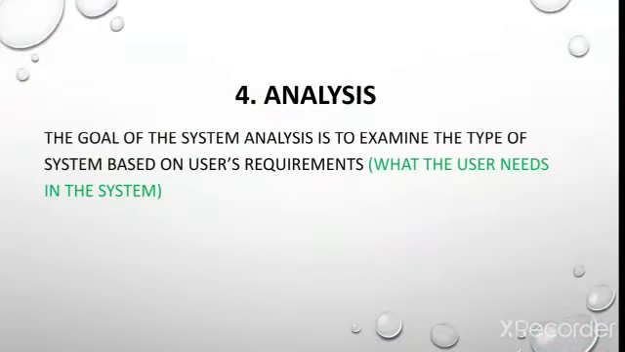The fourth stage, analysis. The goal of the system analysis is to examine the type of system based on the user's requirements, what the user needs in the system. I'll be giving examples of various types of system. Let's use a laptop in this scenario. We will have various laptops. We have HP, we have Dell, and the rest.